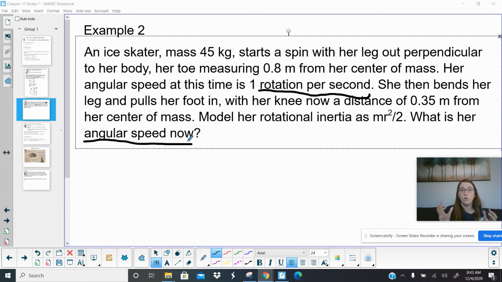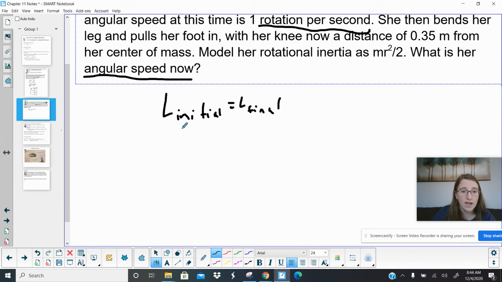So here's how we know we're dealing with conservation of angular momentum. We have a before, we have an after, right? So we know that L initial is going to equal L final. I'm going to write this out with our formulas again. I initial omega initial equals I final omega final.